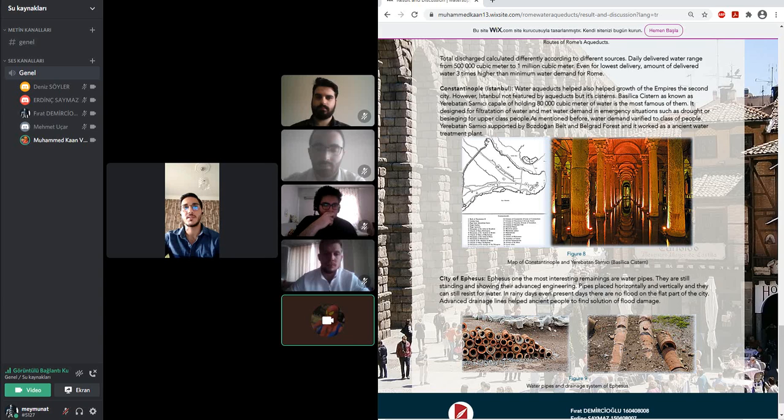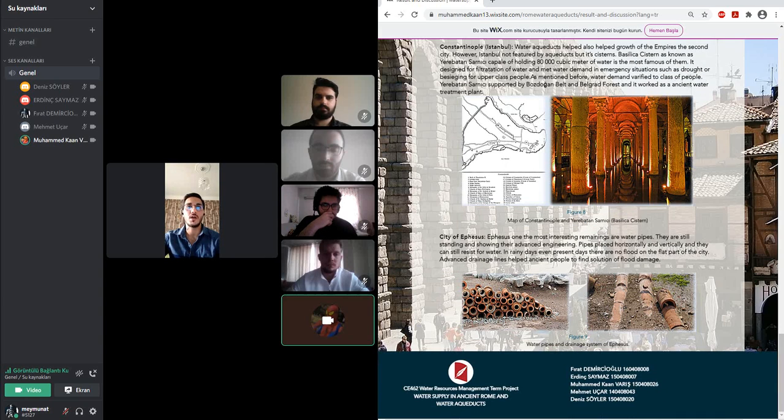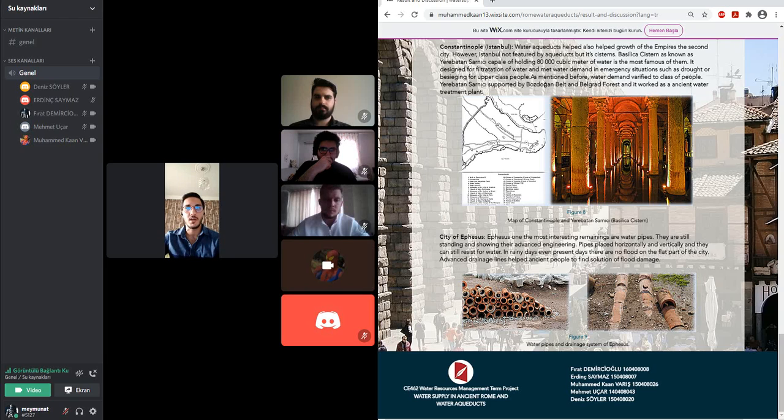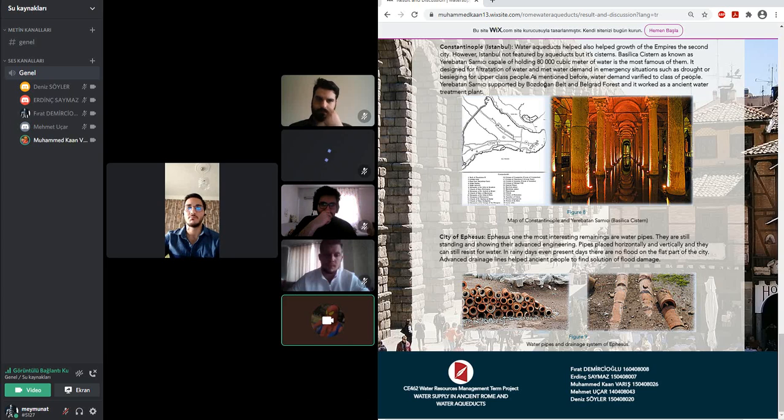The other and last city is Ephesus. In Ephesus, one of the most interesting remains is the water pipes. They are still standing and showing their advanced engineering. Pipes were placed horizontally and vertically, and they can still resist water. On rainy days, even in present days, there is no flood on the flat part of the city. Advanced drainage lines helped ancient people find a solution to flood damage. You can see Figure 9. Thanks for listening.